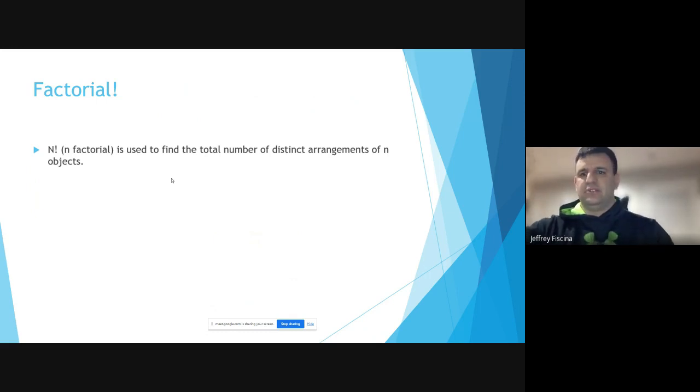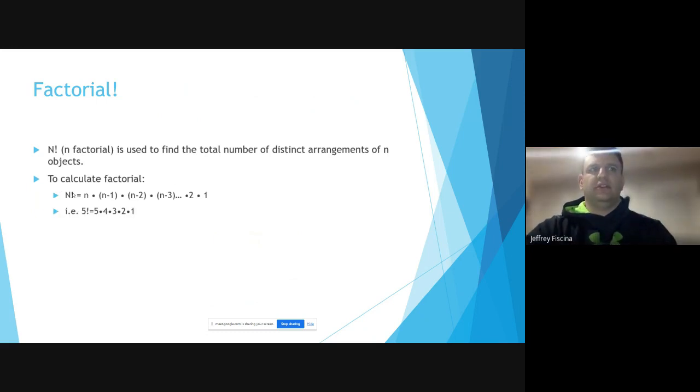If I had 5 objects, we do 5 factorial. If we had 10 objects, 10 factorial. So we start with the number, and we start working our way down, like I was saying, 5 times 4 times 3 times 2 times 1. Again, here's the mathiness of it. Here's the English part of it.